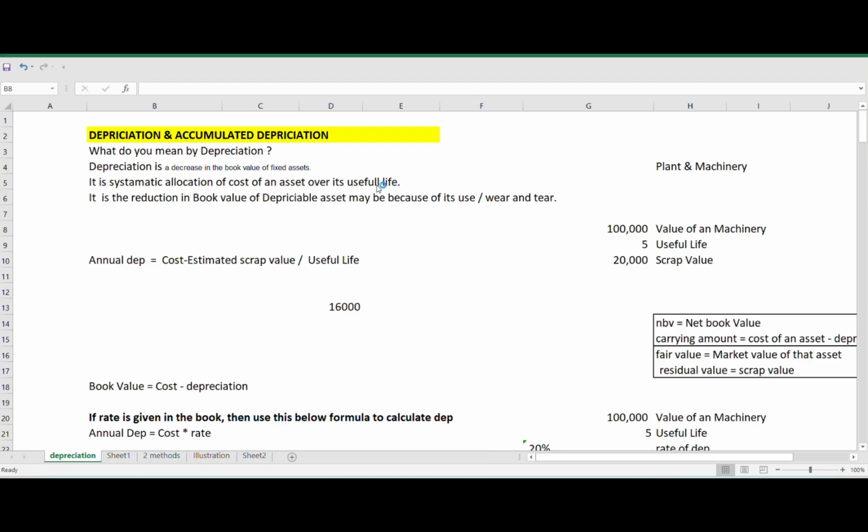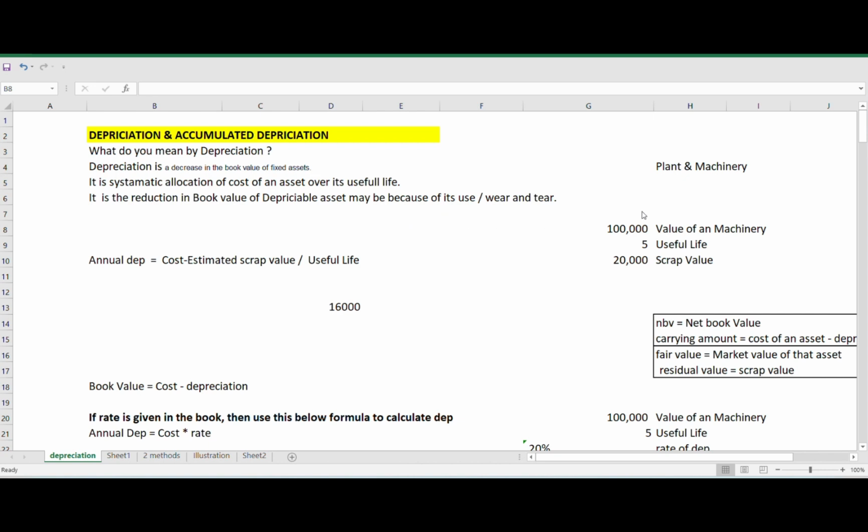The topic for discussion is depreciation and accumulated depreciation. Let's understand what is depreciation, how to calculate the depreciation, and the formula involved in depreciation. So, what do you mean by depreciation? Depreciation is a decrease in the book value of a fixed asset. It's a systematic allocation of cost of an asset over its useful life.